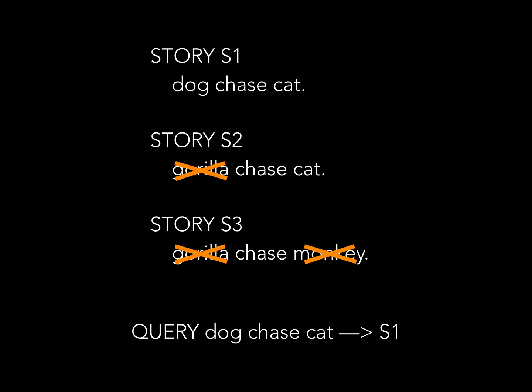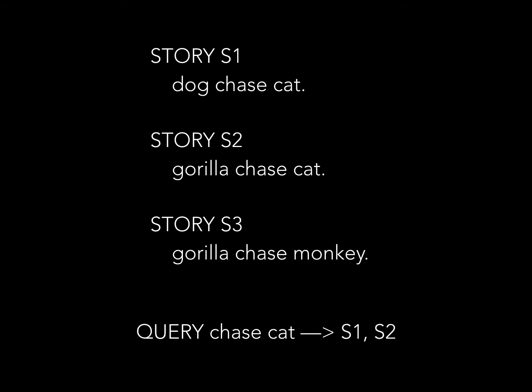Query clauses follow the same grammar as story clauses. So, for example, it is possible to omit the subject in the query, leaving only the verb and object, "chase cat". The results of this query are S1 and S2, since both contain clauses with a verb and object that match the query criteria, whereas the object monkey of S3 does not match cat. Taking this a step further, we can simply specify the verb chase, resulting in all three stories matching.